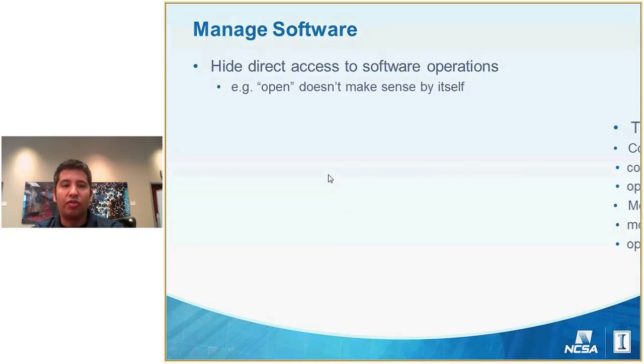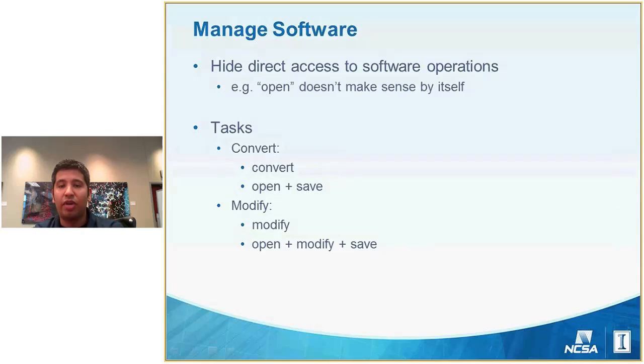So in terms of managing the software, what a software server does is, again, try to hide direct access to the software itself, because some things just don't make sense on their own. Like the open operation doesn't make sense by itself without a save operation. So it hides the direct access to these scripts and operations, and tries to bunch them together in ways that are atomic, so they can be run on their own. For example, there's a task which we identify as convert, where it can either be made up of scripts that do the convert operation, or two scripts that separately do the open operation and the save operation, and it just sticks them together.